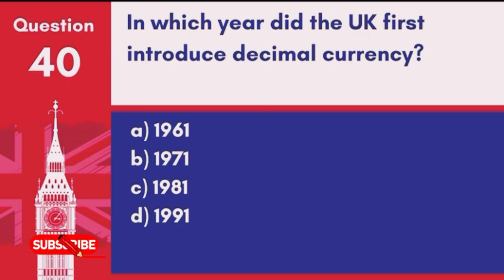Question 40. In which year did the UK first introduce decimal currency? A. 1961. B. 1971. C. 1981. D. 1991. Answer: B. 1971. The UK first introduced decimal currency in 1971, transitioning from pounds, shillings, and pence to a system based on pounds and pence, simplifying transactions and accounting.